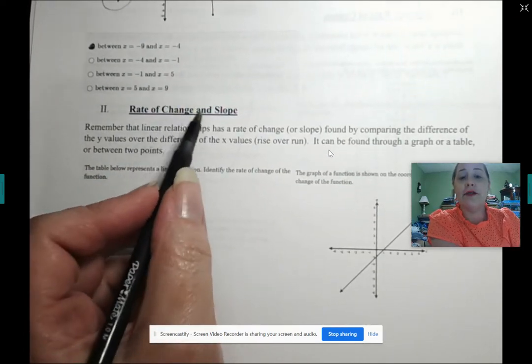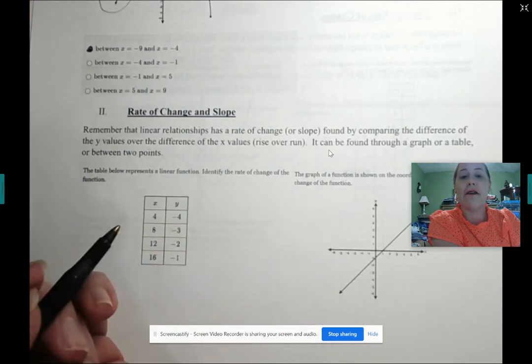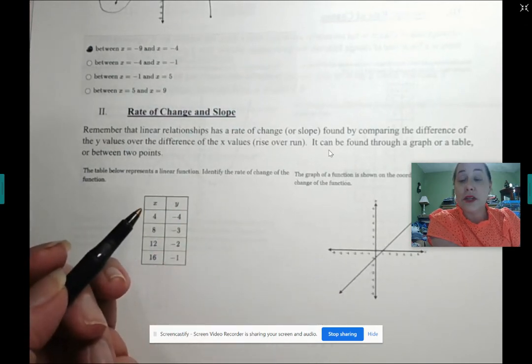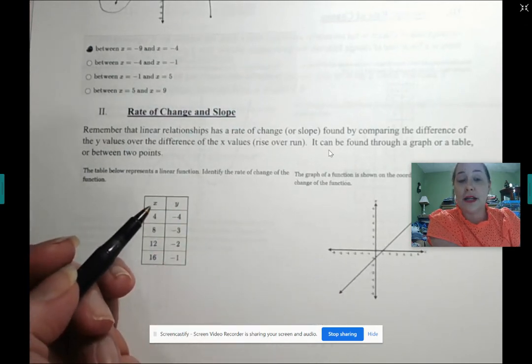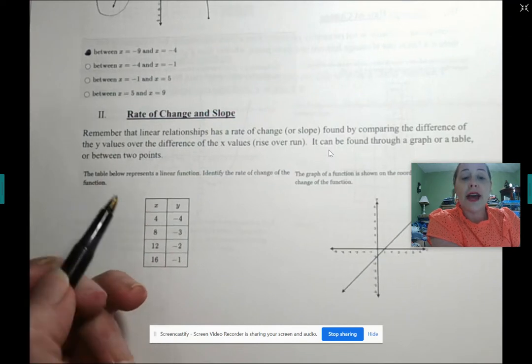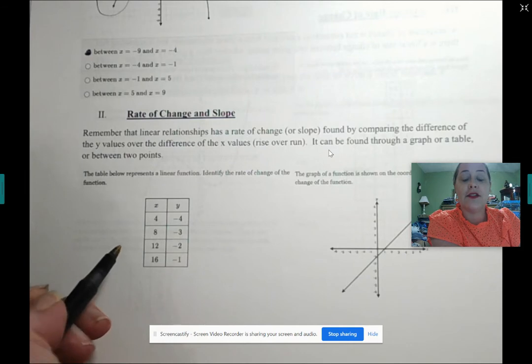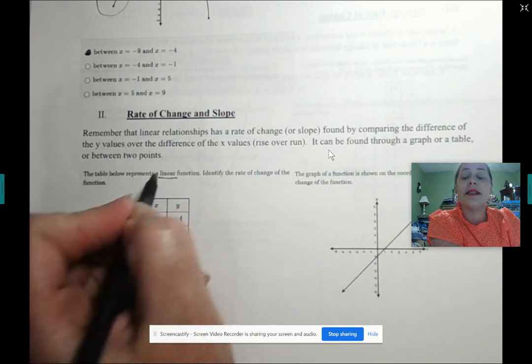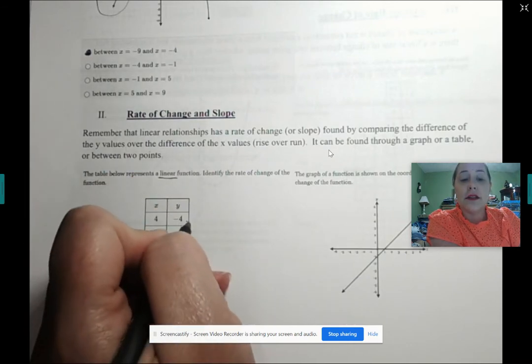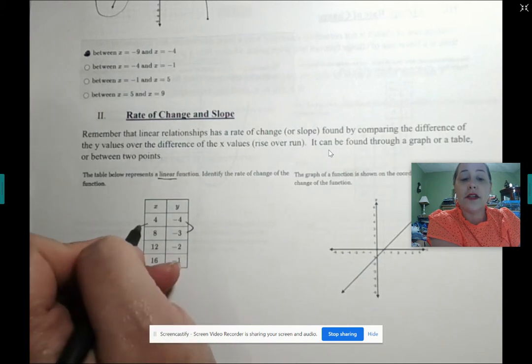You can find rate of change or slope from a table, from a graph, from a couple of points. You only need 2 points to find slope or rate of change. So if we have a table, the quickest way to find the rate of change, especially if you already know that it's linear, is look at the change in the y's over the change in the x's.